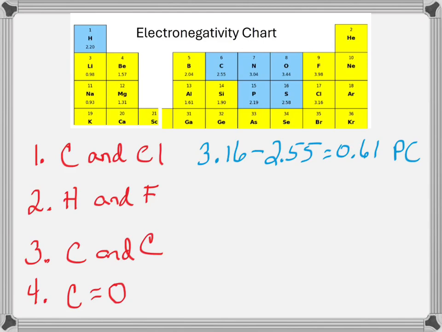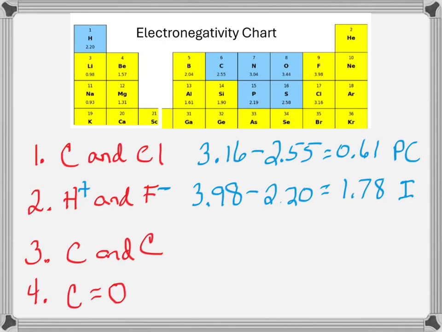On the second one, we have H and F. F is the bigger one, so it's going to be 3.98, and H is going to be 2.20. And so we subtract those from each other, and we're going to get 1.78, I believe. That's a big number, so that'll be an ionic bond. And just so I know which one will get the electrons, in this case, F will get the electrons, and so F will be negatively charged, and the hydrogen would be positively charged. An ionic bond is going to be a full-on charge. Again, we're not getting into how many electrons will be transferred. In this case, it would just be one.